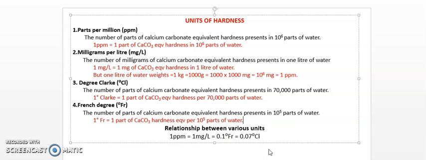Now the relationship between various units of hardness: 1 ppm is equivalent to 1 milligram per liter, equivalent to 0.1 degree French, equivalent to 0.07 degree Clark.